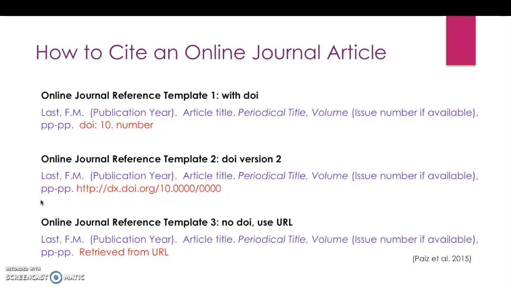The third version is if you have no DOI, you use the URL. So you write out everything exactly the same, and after the page range, you write the phrase retrieved from and paste the full URL. And that's it.